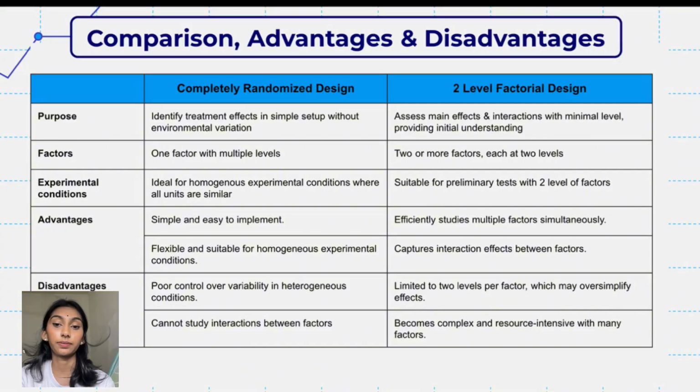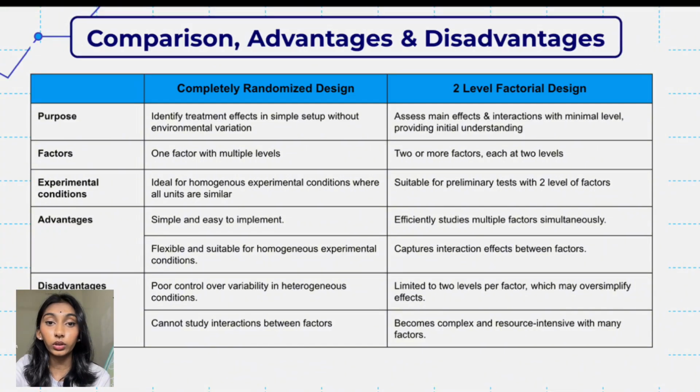Additionally, CRD is limited in its scope as it does not account for interactions between factors, making it unsuitable for multifactorial studies. In contrast, a two-level factorial design excels in studying multiple factors simultaneously, efficiently exploring both main effects and interactions while minimizing the number of experimental runs compared to testing each factor individually. This makes it particularly valuable for understanding complex systems. However, its use of only two levels per factor can oversimplify real-world scenarios, especially if non-linear relationships exist. Furthermore, the designs become increasingly complex and resource-intensive as the number of factors grows, making it challenging to manage large-scale experiments.